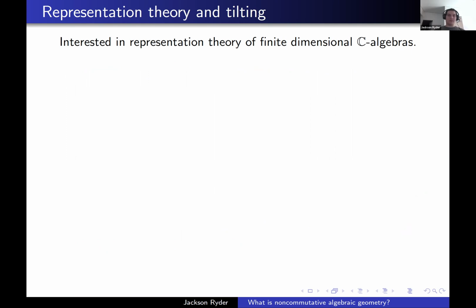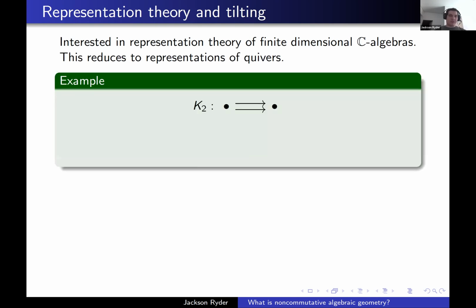So we're going to start by looking at the representation theory of finite-dimensional C algebras. For anyone who's familiar with this kind of theory, you'll know that it just reduces to looking at representations of quivers. Okay. So this is going to be our favorite quiver for the rest of the talk, this Kronecker quiver, 2 vertices and 2 edges between. So how do we construct a representation of this?